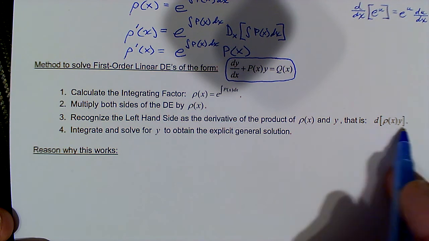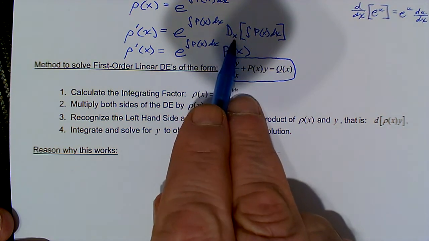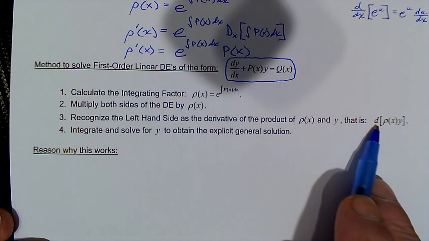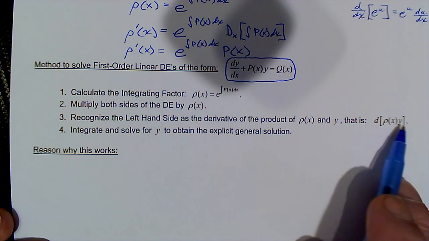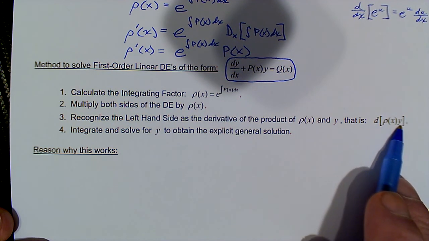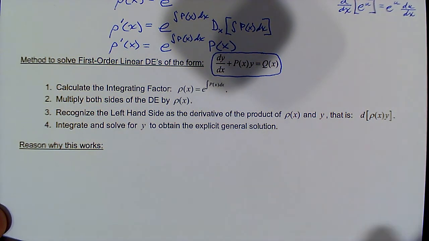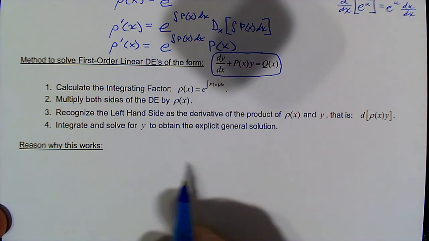So we could express it using either the differential operator uppercase D with a subscript of x, or we could just use the differential operator D to mean the derivative of this product. But notice it's the product of the integrating factor rho of x and the function y. And then we're going to integrate and solve for y and obtain the explicit general solution.